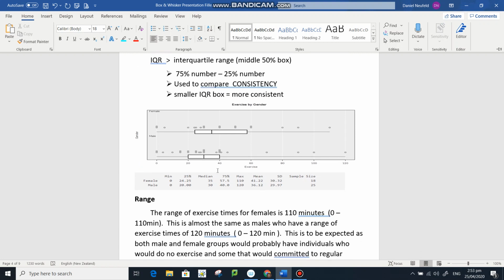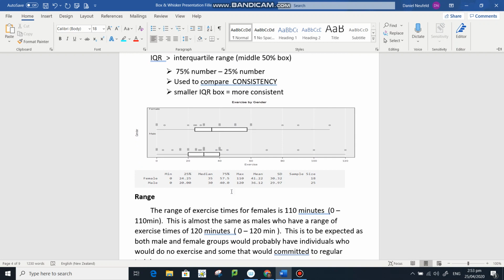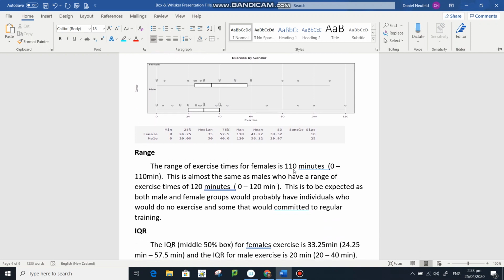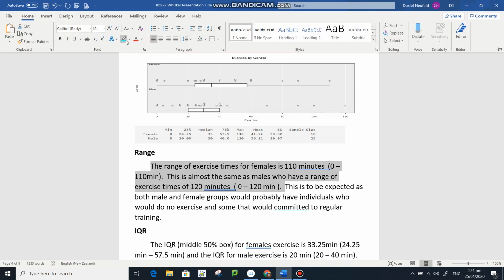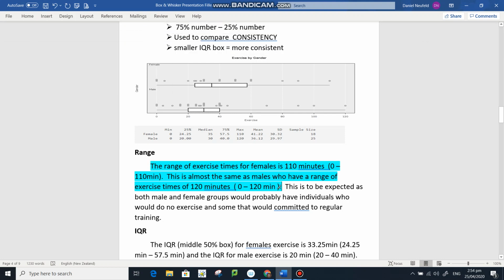Looking at that, again, I've given the values, and that's important, especially at level 2. We don't just say what it is, but we actually say that it's in minutes. Again, I've compared it. This is almost the same as males, who have the same range of 120. So there's my achieved part.